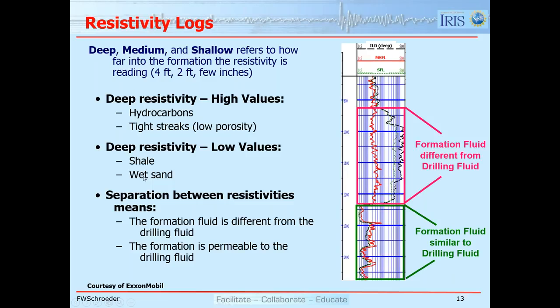If there's separation between the resistivities, then the formation fluid is different from what we are using in our drilling fluid. So if we have an oil-based mud and the two resistivities are similar, then it would say there's oil within the pore space. We could be using a water-based mud for our circulation system. Then if the two curves are tracking each other, it would tell us that it was water wet or brine wet.